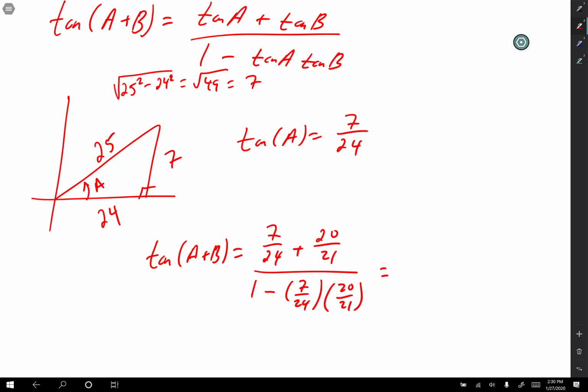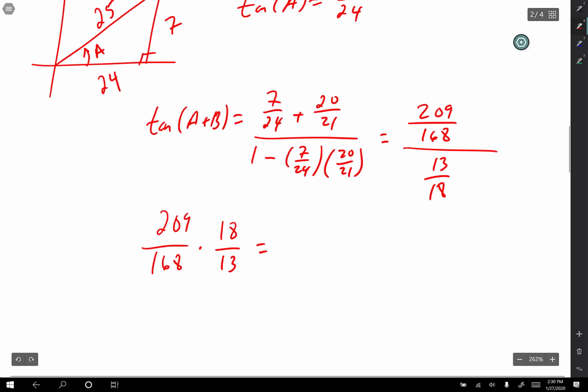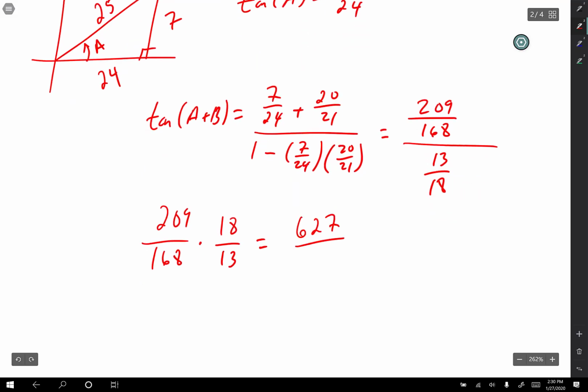209 over 168, and all that is divided by 1 minus 7 over 24 times 20 over 21. Fraction enter, and I get 13 over 18. Keep, change, flip. 209 over 168 times 18 over 13. And you're going to get 627 over, I don't remember, 364? Thank you, miss. And there it is.